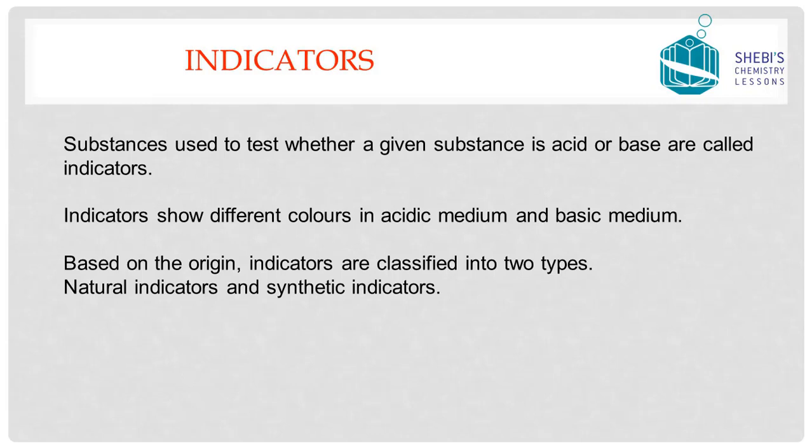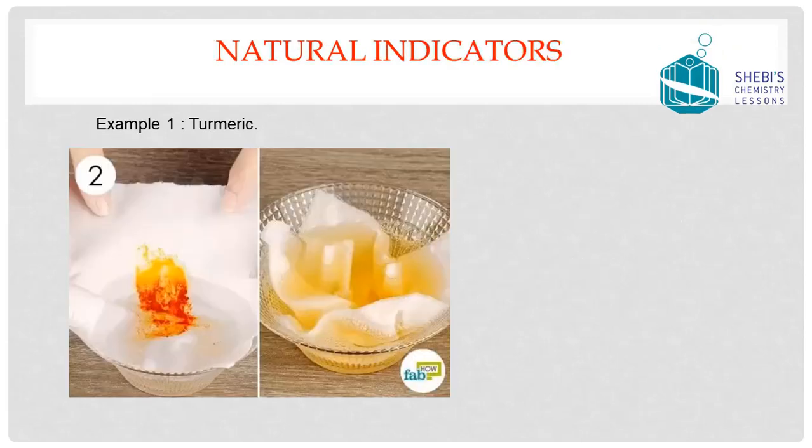Okay? How can we understand by using an indicator? Indicators will show different colors in different medium. That is, in acid it will show one color and in base it will show another color. Okay? Now we are going to learn in detail. Now based on the origin, indicators are classified into two different types: natural indicators and synthetic indicators. Natural indicators means the indicators that we obtained from nature.